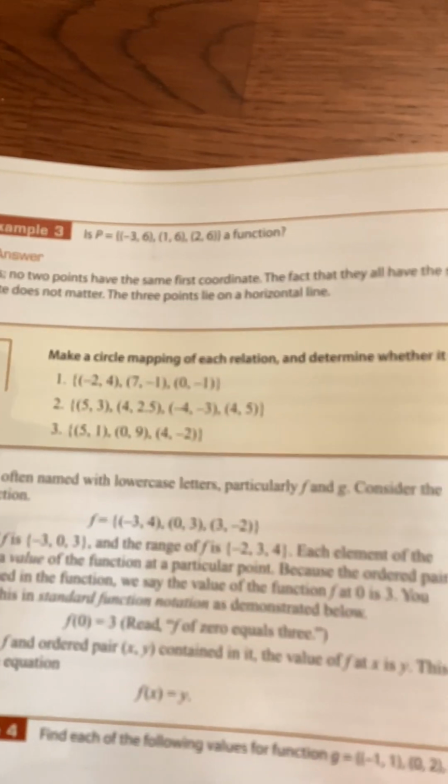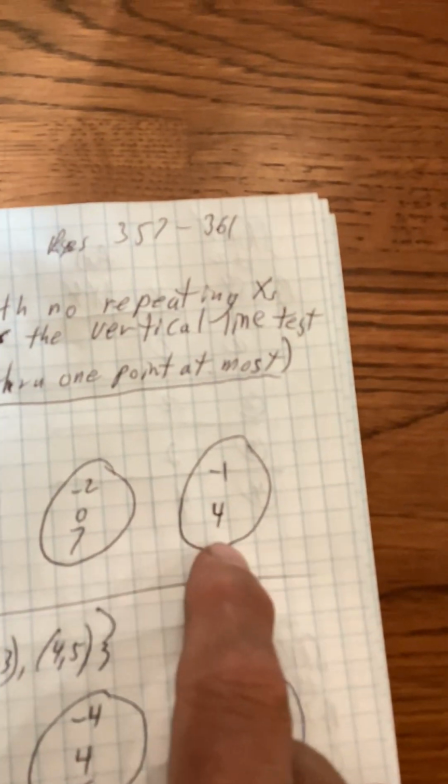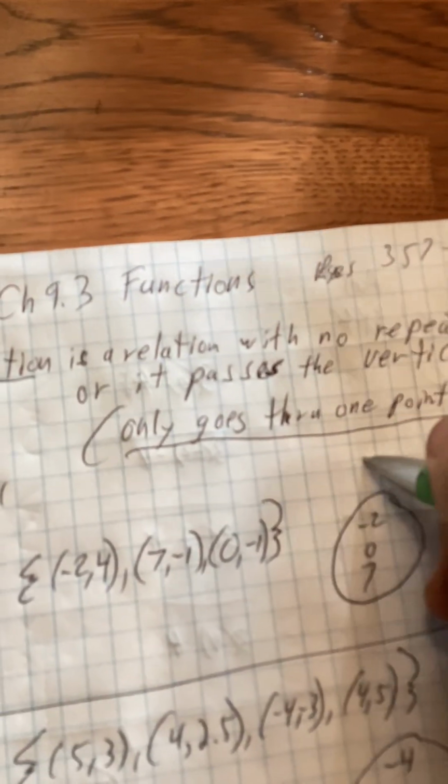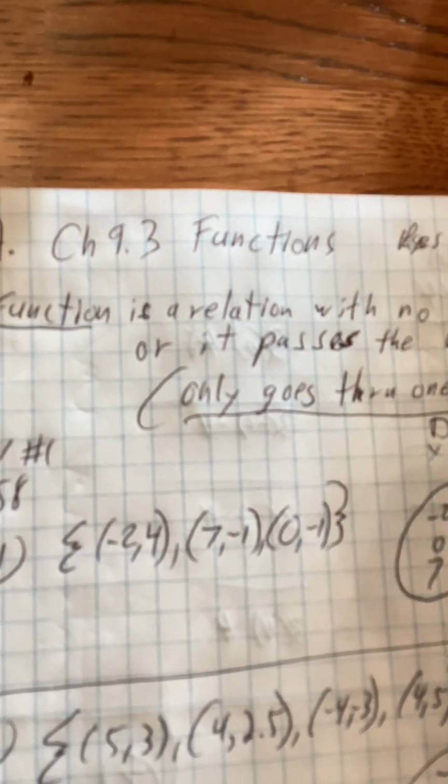Anyways, so here we go. Make a circle map for each relation and determine whether it's a function. I'm just looking. Here's -2, 7, and 0. There's no repeating x's. You can have repeating y's, that doesn't matter. When you do a circle map, here's your domain and here's your range. Here's your x's and here's your y's.